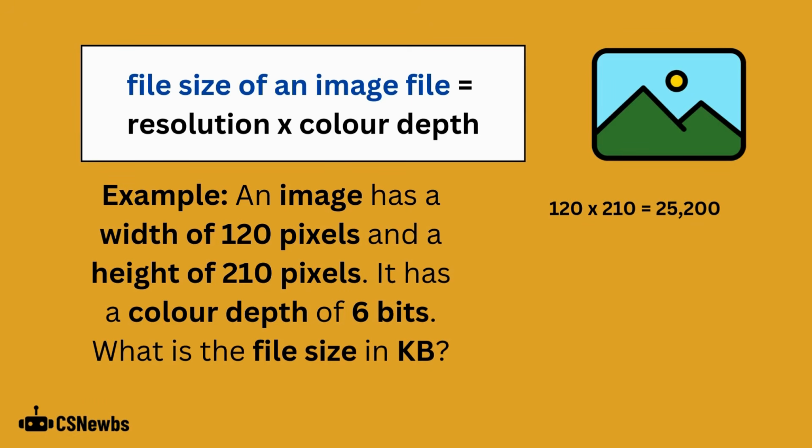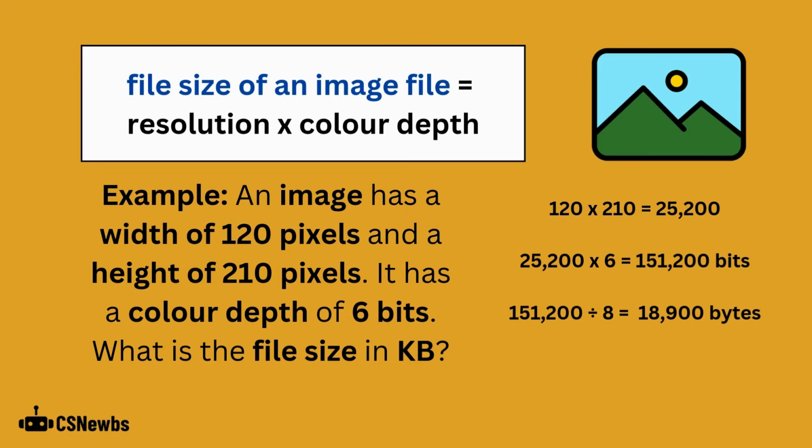First, work out the resolution by multiplying the width and height of the image in pixels. That's 120 times 210 to give 25,200. Now we can multiply that number by the color depth, which is 6 bits, to give 151,200 bits. Remember that an exam will not allow you to use a calculator, so the calculation should be a bit easier. Now that the answer is in bits, we need to divide it by 8 to convert it into bytes, which is 18,900. Dividing the bytes by 1000 will give you the equivalent in kilobytes, which is 18.9.